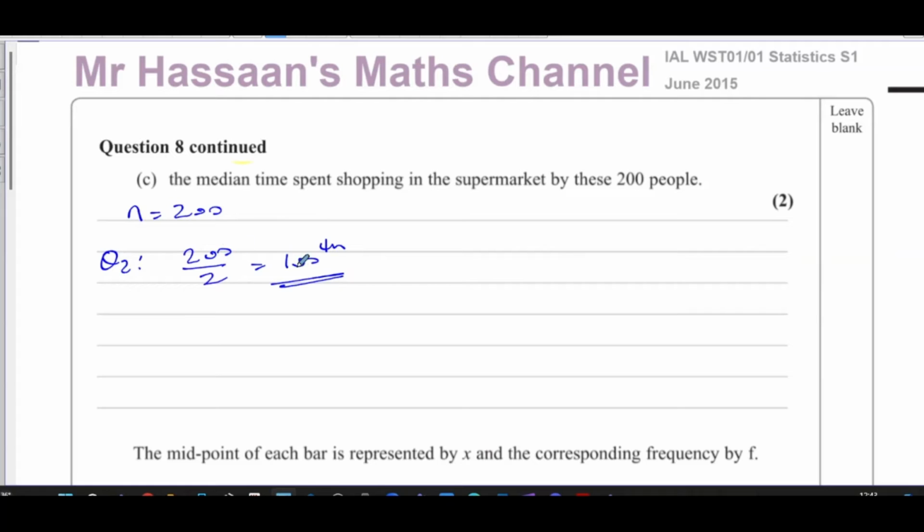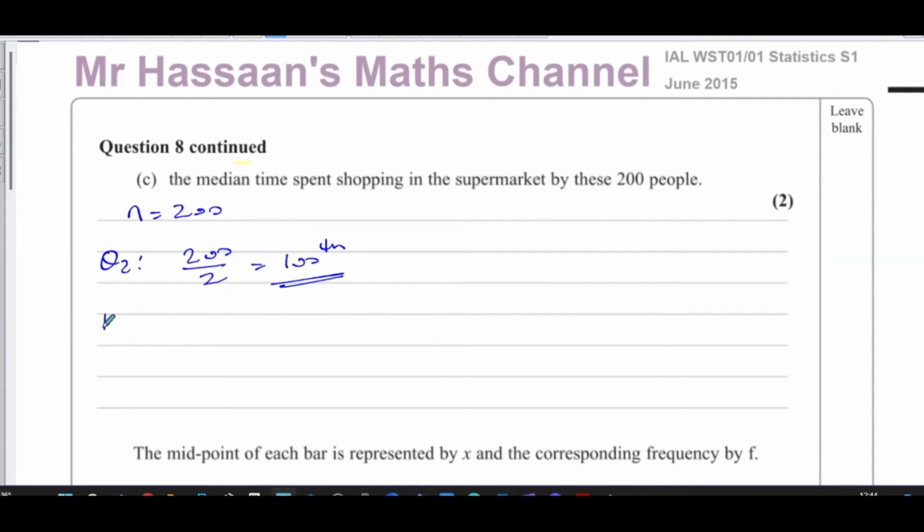We don't say, oh, 100th position, that's a whole number, so we take that and the next value because it's an even number, there's 2 median terms. We don't say that for continuous data. We just take the number of terms, divide by 2, whatever comes up, whole number, decimal, whatever it is, we take that value. So it's the 100th term we're looking for.